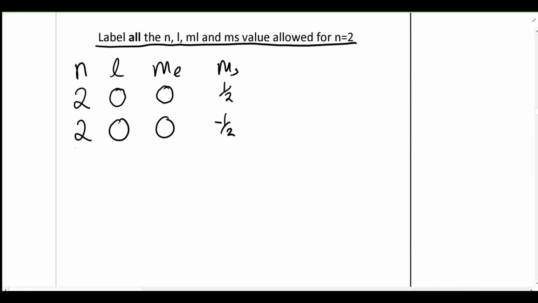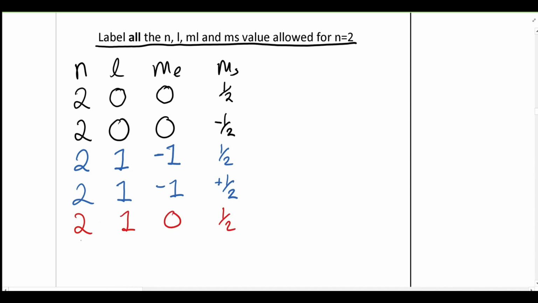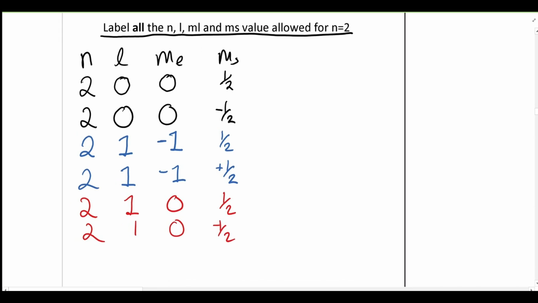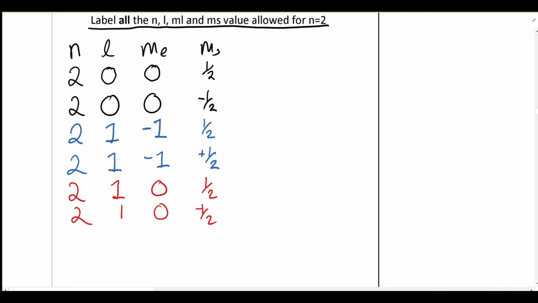I'm going to use a different color. We can also have L other than just 0. L can also be 1, and ML could be negative 1. This is plus 1/2. Then we can have the same thing, but the MS value is a negative 1/2. We can then have a different color, 2, 1, 0, 1/2, 2, 1, 0, negative 1/2. And I'm running out a little bit of space here, so I'm going to zoom out a bit so I can fit extra stuff.